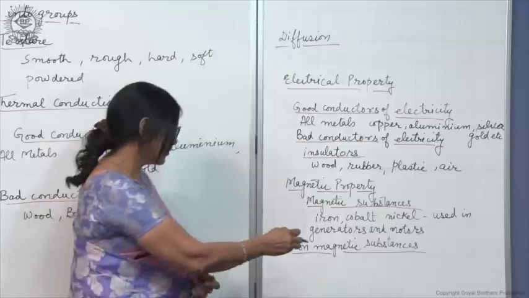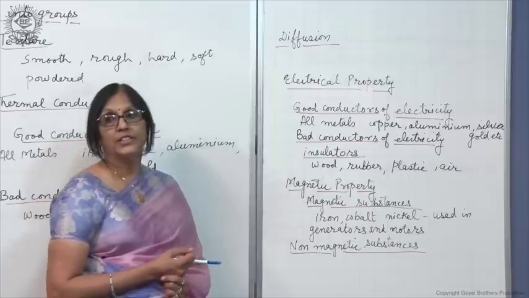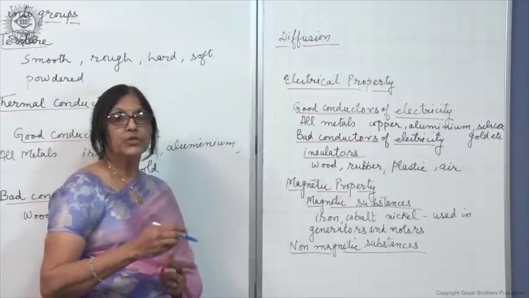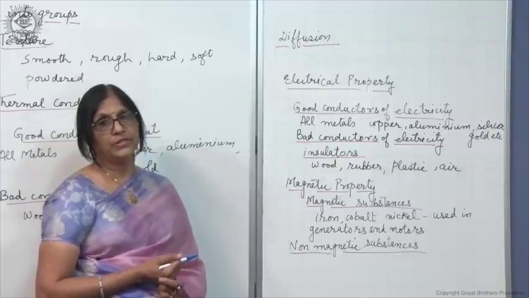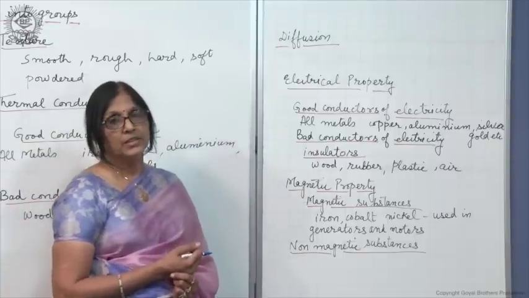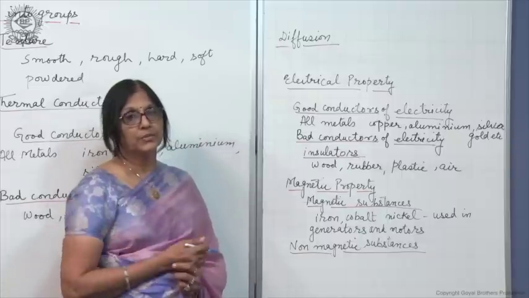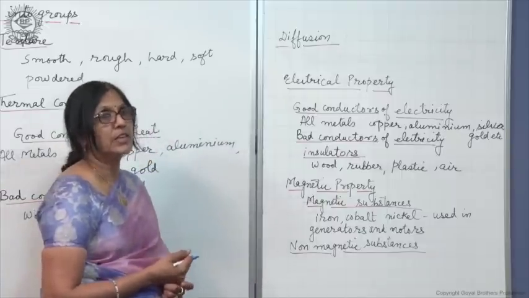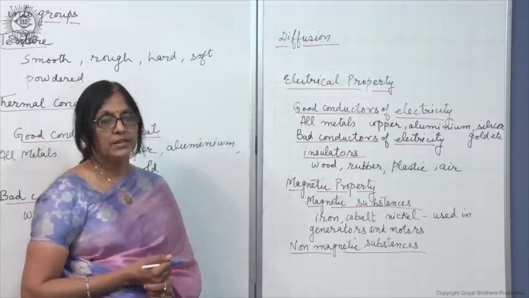Now these magnetic substances can be used to make generators and motors, right? And substances which do not get attracted towards the magnet are called non-magnetic substances. So all other metals are not attracted towards the magnet, and so they are included in non-magnetic substances. So on the basis of this magnetic property, materials can be classified into magnetic substances and non-magnetic substances.